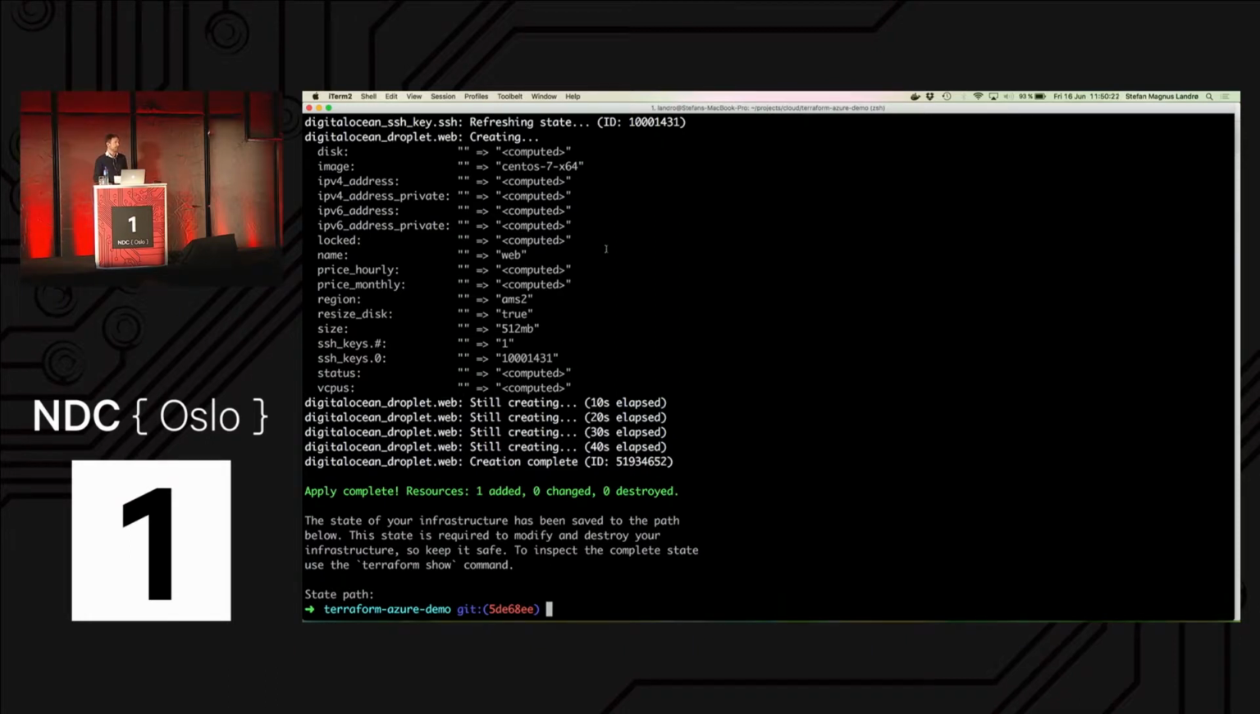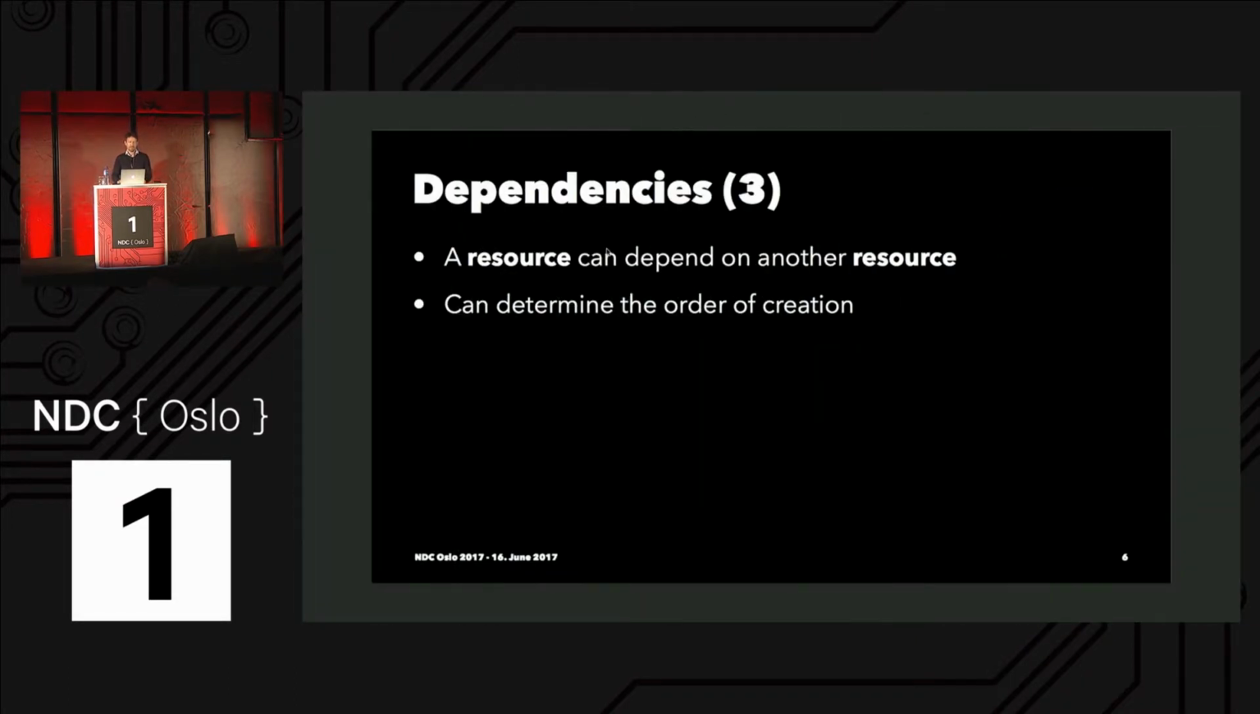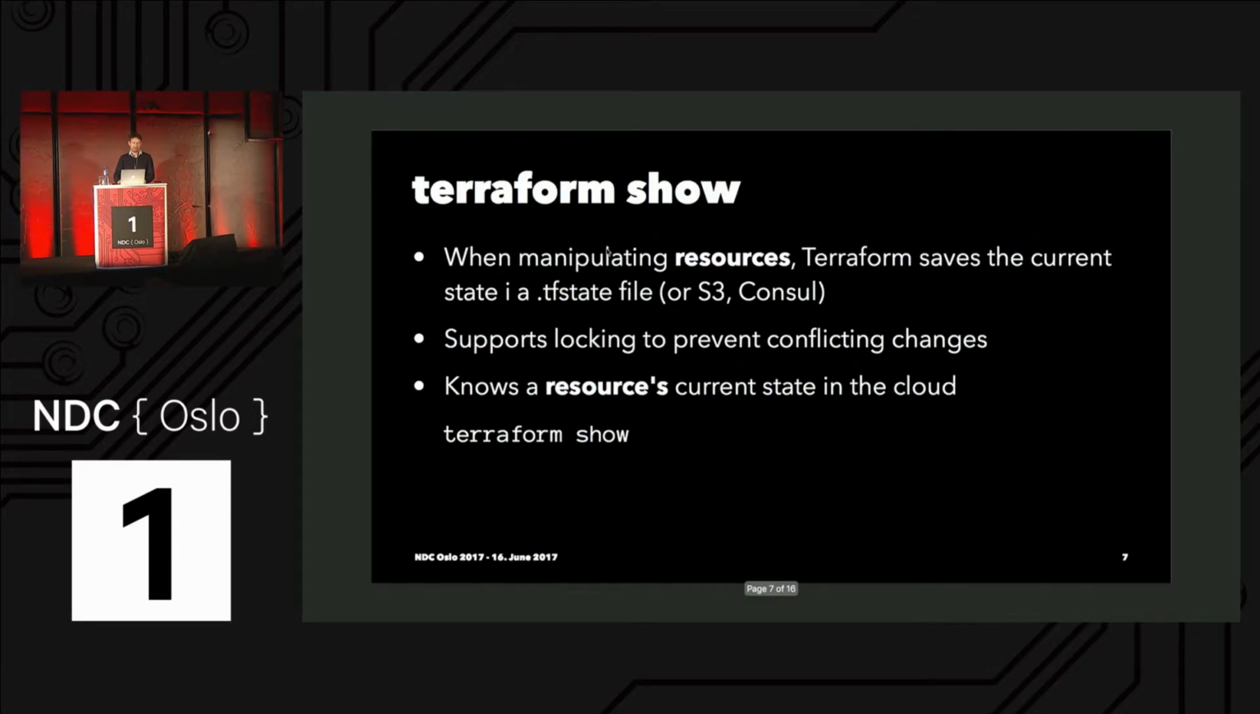So where is it? I don't know where it is, right? Because I don't know its IP address. So, well, how do we sort out where the IP address is, or what it is? So that's where the Terraform show command comes into play. So whenever you perform an apply, the tool will save its current state in a state file that you can keep locally, or you can keep it in the cloud.